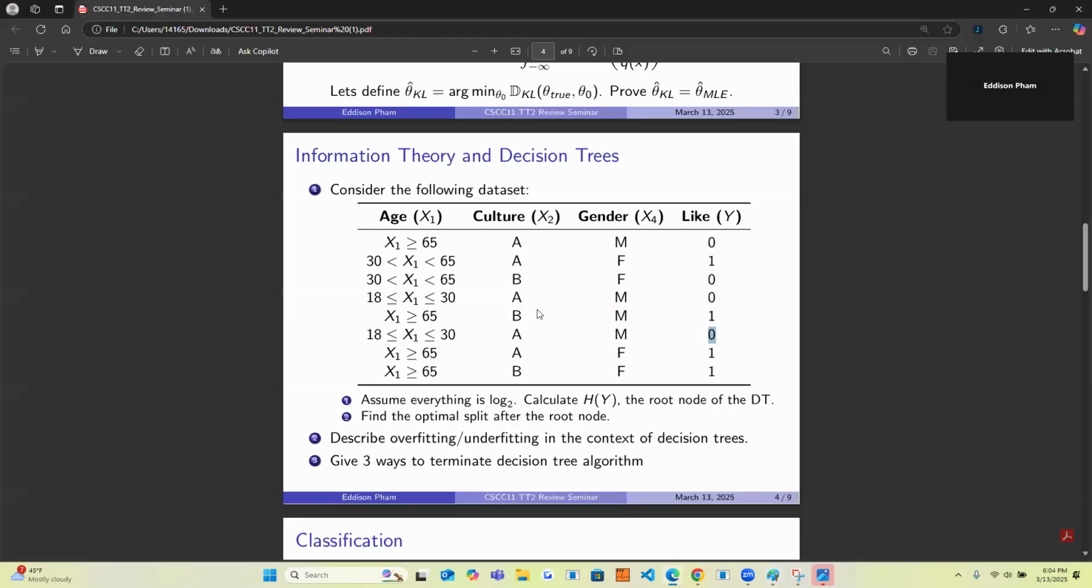All right. The next question. Describe overfitting and underfitting in the context of decision trees. I think we kind of already went over this, but let's start with overfitting. Can anyone tell me what overfitting looks like in the context of decision trees? Tree is too deep. Exactly. Can you be a bit more specific? Let's talk about the leaf nodes of the tree. What can you say about the leaf nodes?